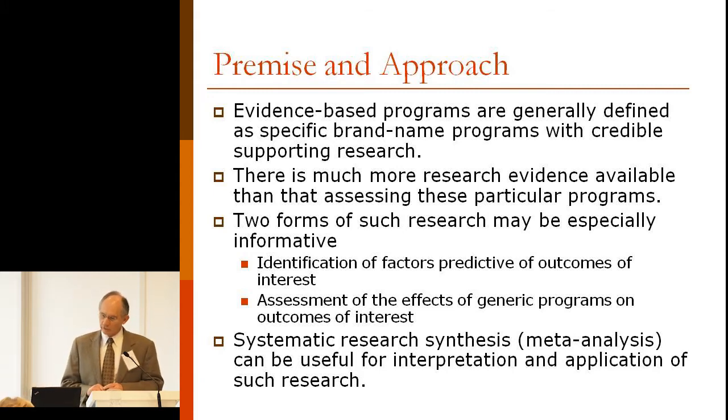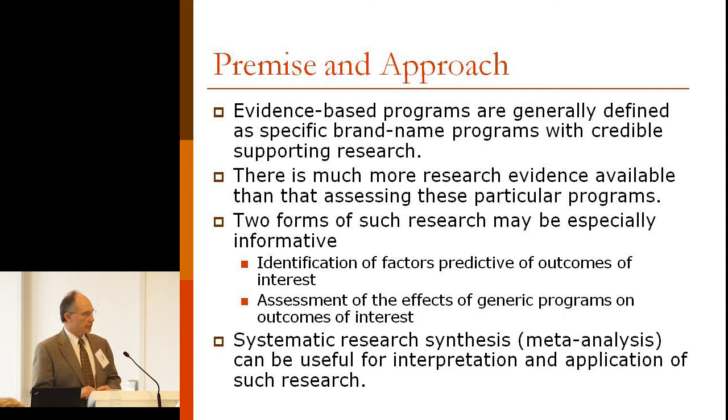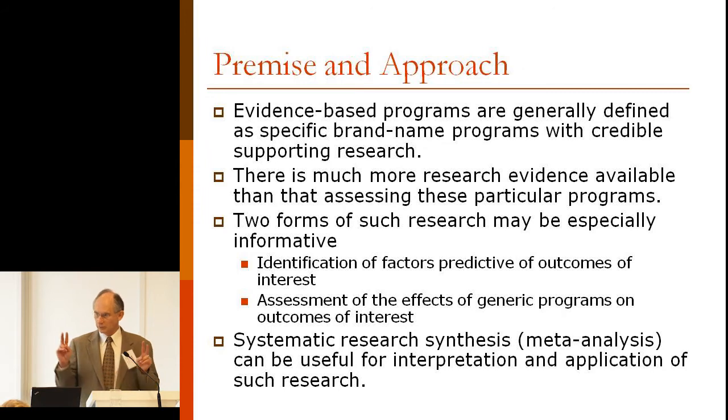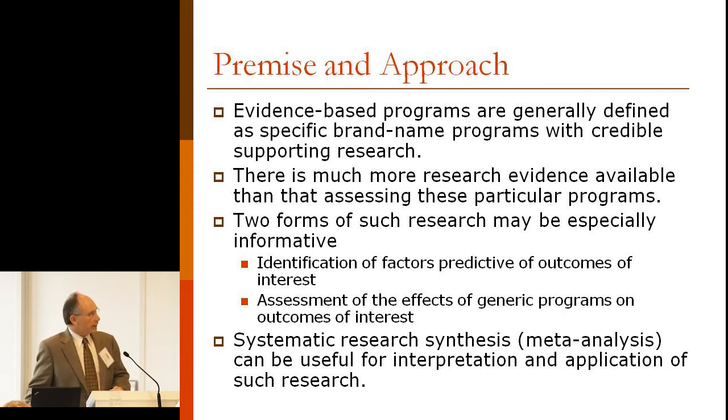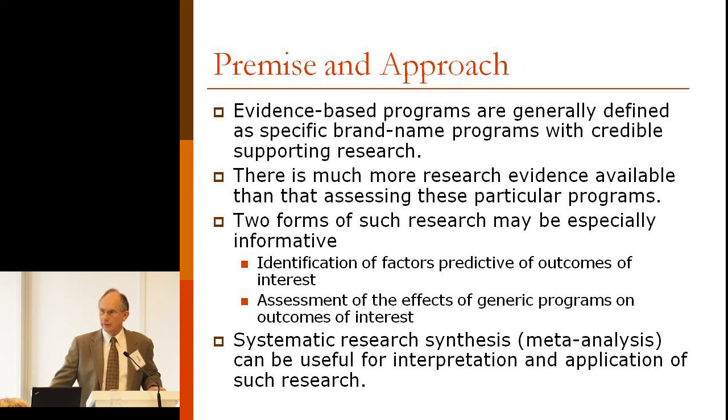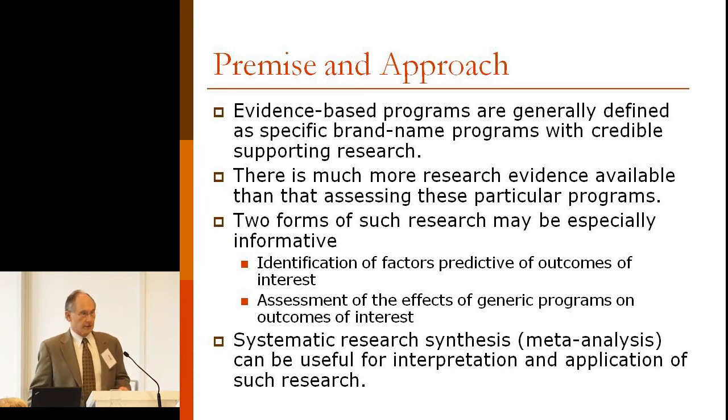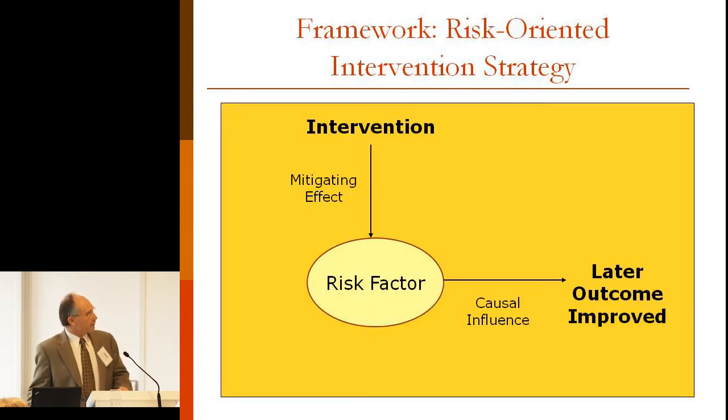There are two forms of research evidence here that I think may be especially informative in the context of evidence-informed approaches and programs as opposed to evidence-based. That's identification of factors that are predictive of the outcomes of interest and targeting of those factors. And then a broader look at generic program approaches as opposed to specific name brand programs. And there are systematic ways to draw on the research base in both of these areas. I do meta-analysis, so I'm inclined to think that's the best way to synthesize evidence, but it's not the only way. Here's a graphic version of that.